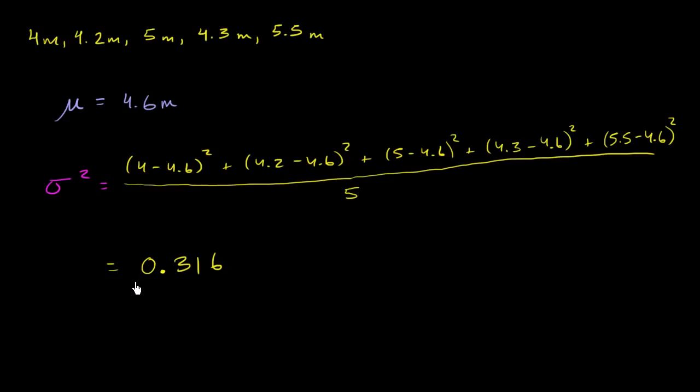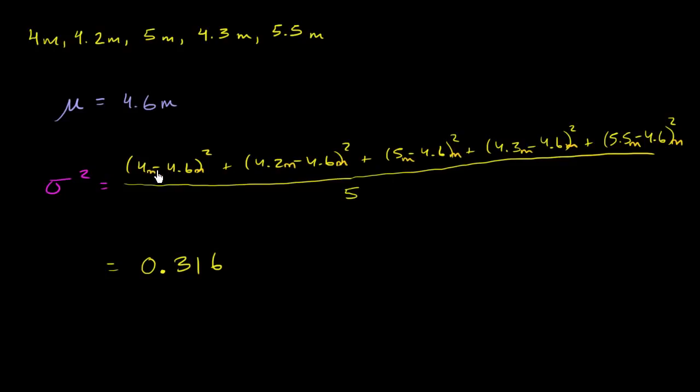Now, let me ask you a mildly interesting question. What would be the units for this population variance? Since we happen to care about units in this video. Well, up here, this is 4 meters minus 4.6 meters, 4.2 meters minus 4.6 meters. So these are all measurements in meters.